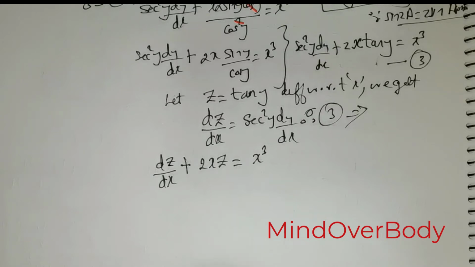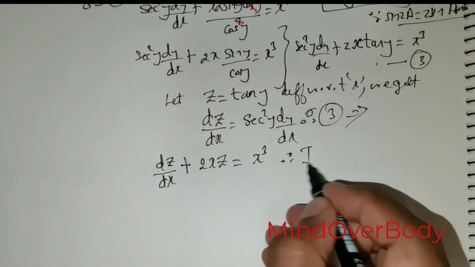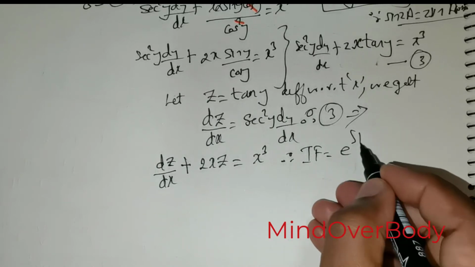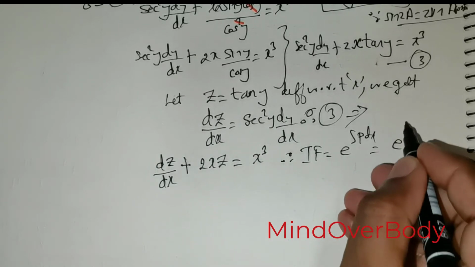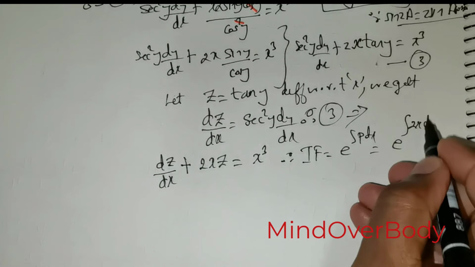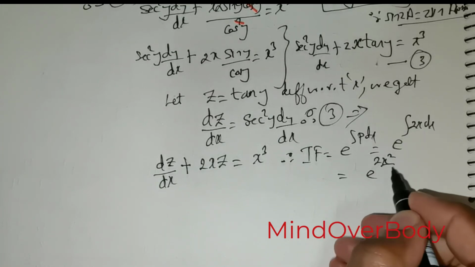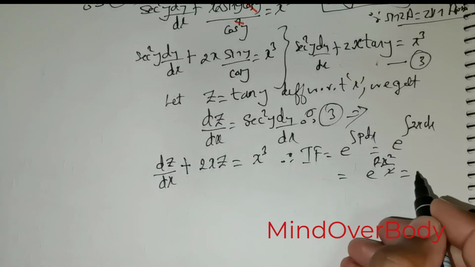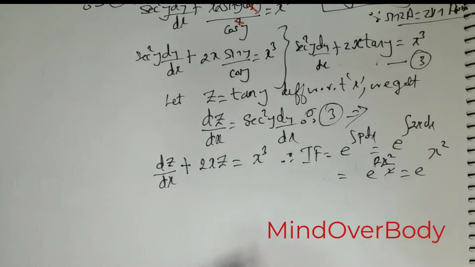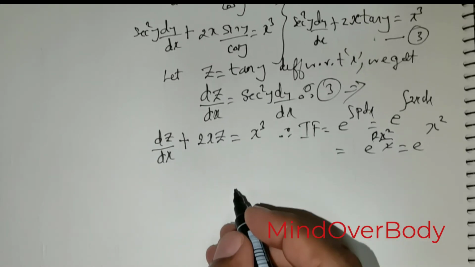Now we will have to get the integrating factor. So therefore the integrating factor is e raised to the power of integral p dx, which is e raised to the power of integral 2x dx, which is e raised to the power of 2 times x squared over 2. The 2 gets cancelled, giving you e raised to the power of x squared. So this is what we have got as our integrating factor.